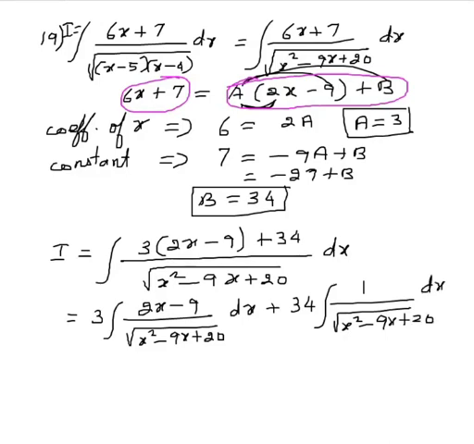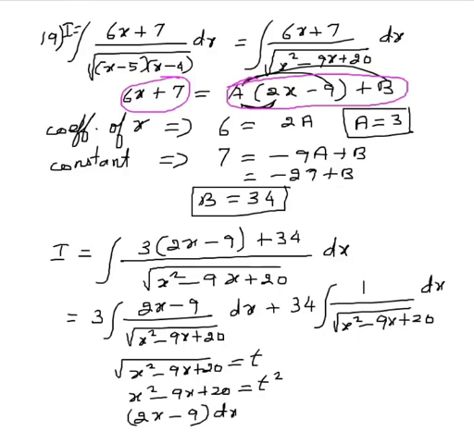Now the first integral has to be done by substituting the denominator as t and the second one by completion of squares. So let us substitute root of x square minus 9x plus 20 as t. Square both sides to remove the root sign. Differentiate. See, we get 2x minus 9 dx, which is 2t dt. Therefore, the given integral becomes 3 times integral 2t dt divided by t.